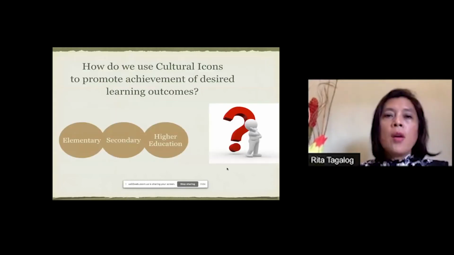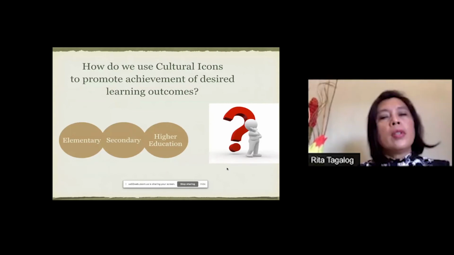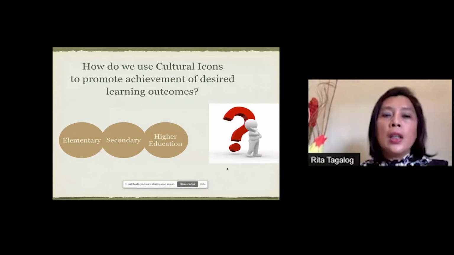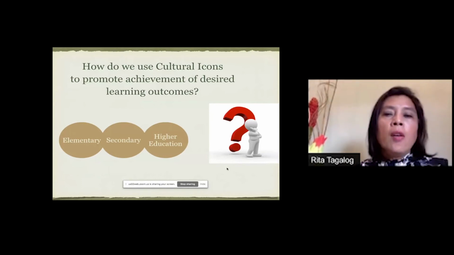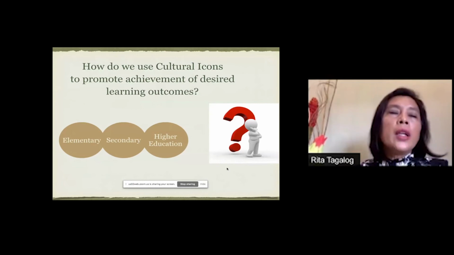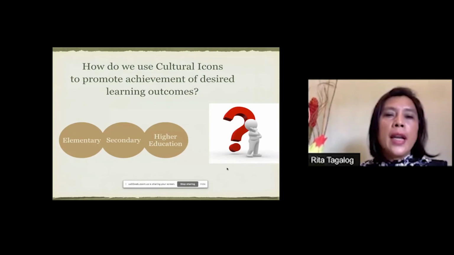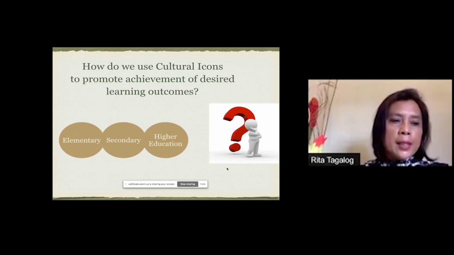So the question now is, how do we use cultural icons to promote achievement of desired learning outcomes? No? So we belong to either elementary, secondary, higher education, or a field of profession. It is now our task to determine in what way we can utilize or integrate them. No? But what is important is we need to appropriately and comprehensively learn or acquire knowledge on, and be aware of, the different cultural icons available, no? And that is being provided or kept by the Sagisag ng Pilipinas.